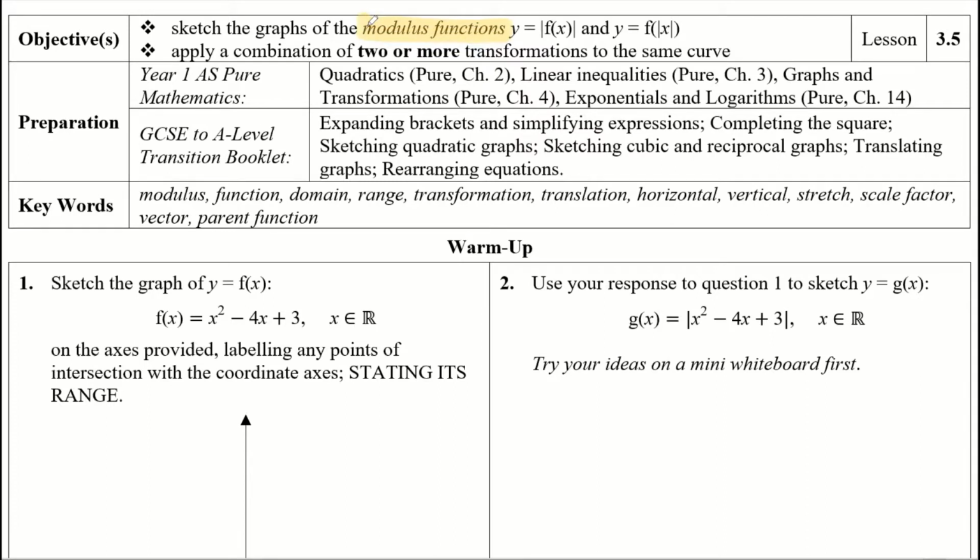So that would be objective 2. So we're going to look at combining two or more transformations on the same curve. And we can apply this to all the different types of functions that we've looked at so far in this course. So the first focus will be on two different types of modulus graphs.